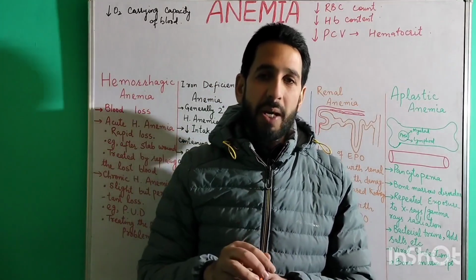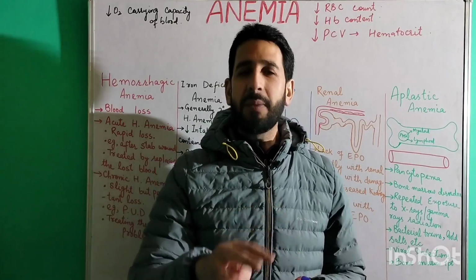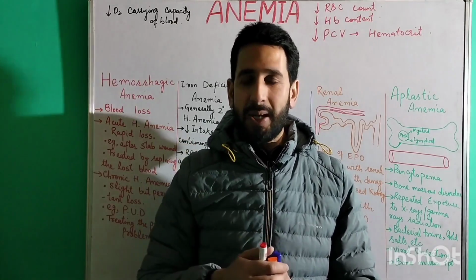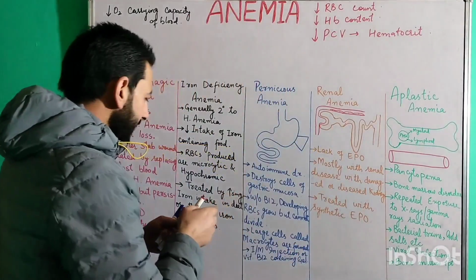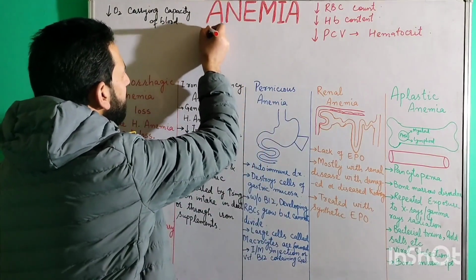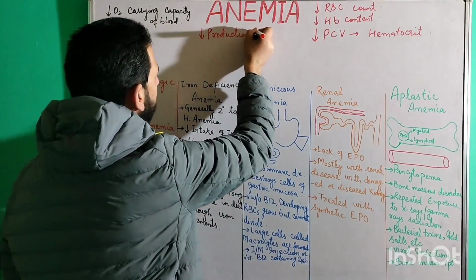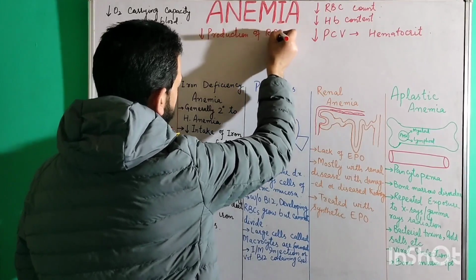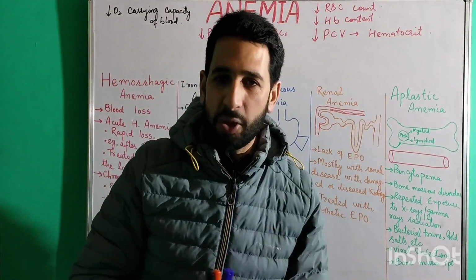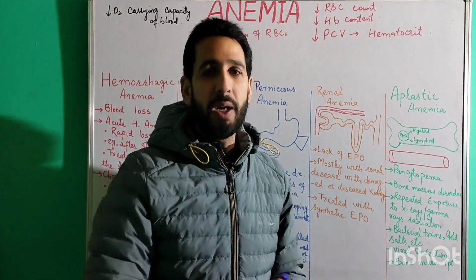And when we talk about the causes of anemia, they are divided into three types. There can be three categories of causes जिनकी वजह से ये anemia हो सकता है. The first thing is if there is decreased production of RBCs. If our body is not producing enough RBCs, that means RBC count is going to decrease and our oxygen carrying capacity of blood is definitely going to decrease. So the first cause is decreased production of RBCs.